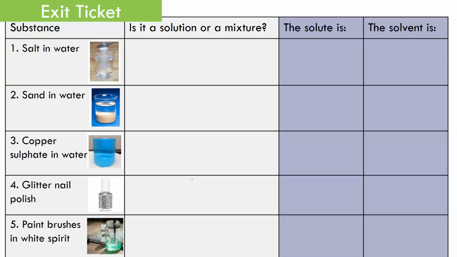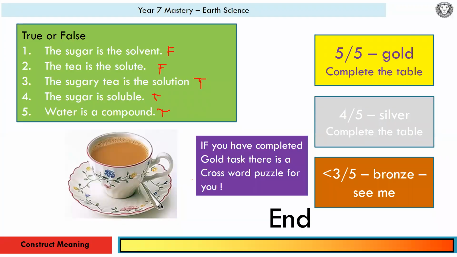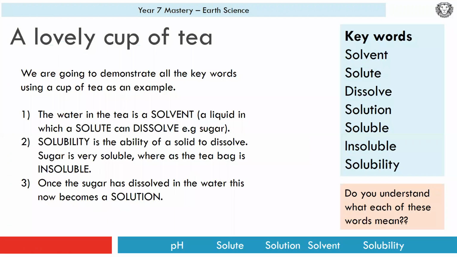Now for those of you that got 3 out of 5 on this, it's really important that you understand these key terms. So let's start from the top over here on the right-hand side of the key terms. A solvent is a liquid which has the ability to have something dissolved in it. For example, water: you can dissolve sugar or salt in the water, so the water is the solvent.